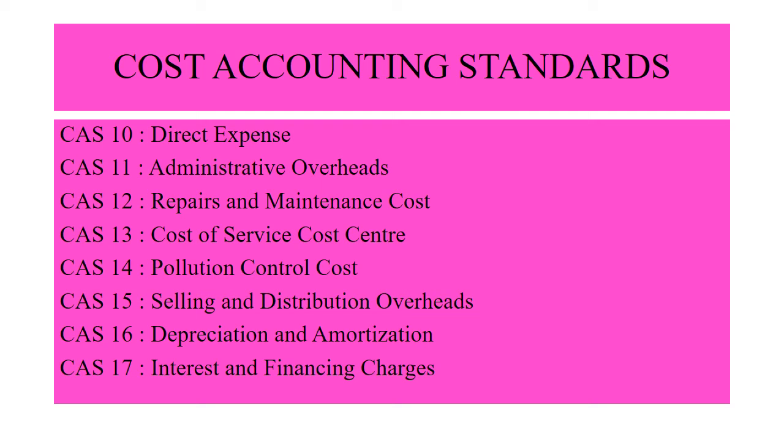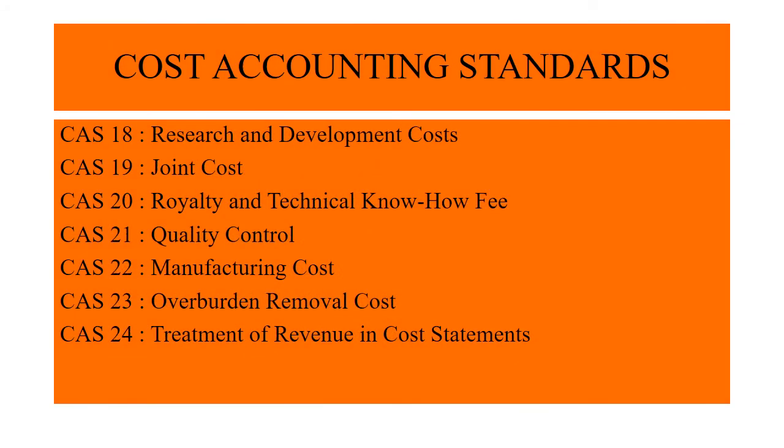Cost accounting standard 13 is cost of service cost center. Cost accounting standard 14 is pollution control cost. Cost accounting standard 15 is selling and distribution overheads. Cost accounting standard 16 is depreciation and amortization. Cost accounting standard 17 is interest and financing charges. Cost accounting standard 18 is research and development cost.